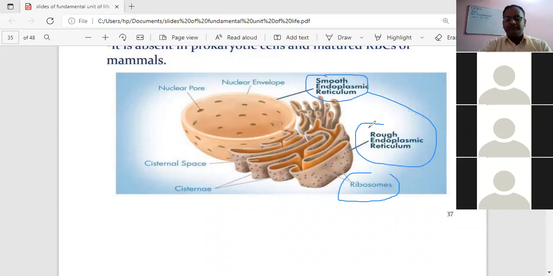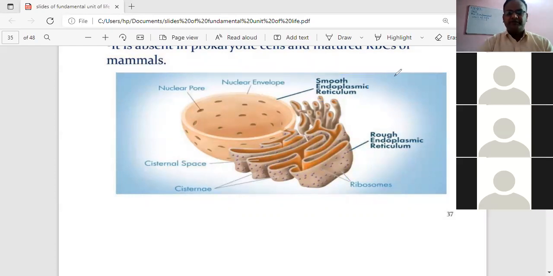If we talk about the functional aspect, the rough endoplasmic reticulum is involved in protein synthesis, but the smooth endoplasmic reticulum is not involved in protein synthesis. It is involved in fat or lipid synthesis. Okay, so now let us discuss the functional aspect also.